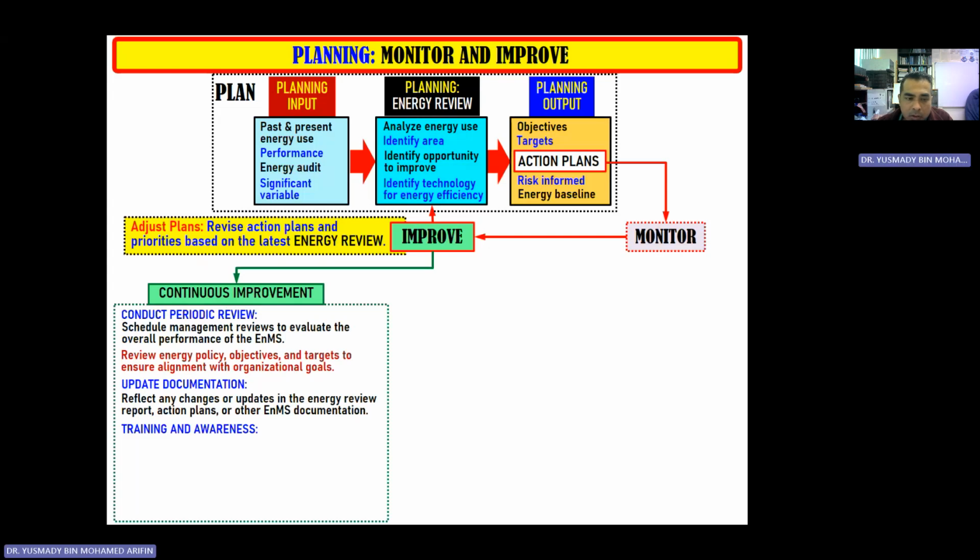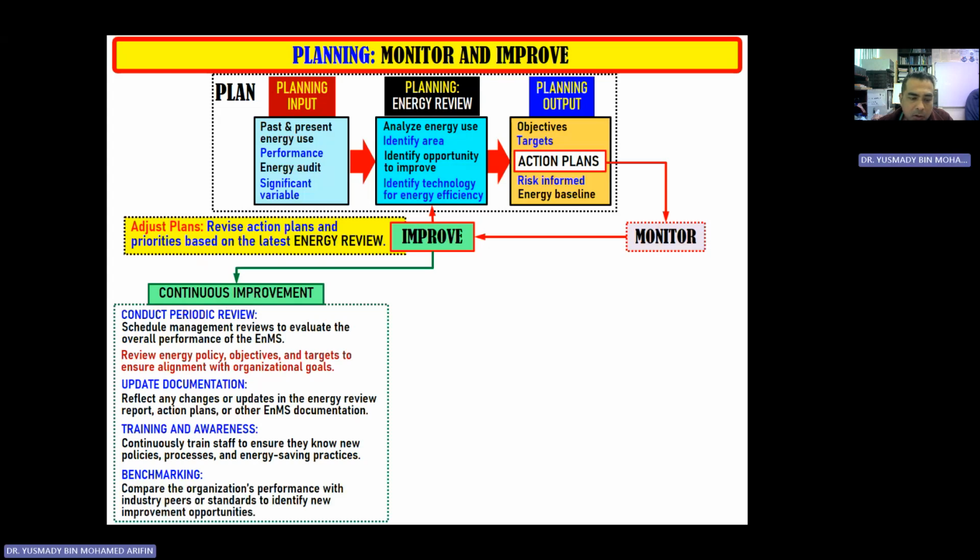Okay, so in order to have continuous improvement, also we need to have training and awareness. We need to continuously train staff to ensure they know new policies, processes, and energy saving practice. Benchmarking, we need to compare the organization performance with industry peers or standard to identify new improvement opportunities. So in terms of benchmarking, we also need to compare with other organizations in terms of our energy performance.